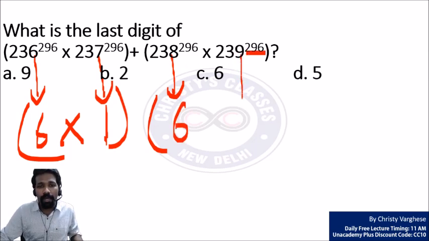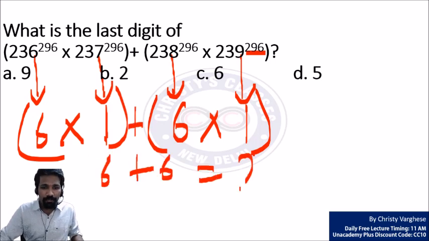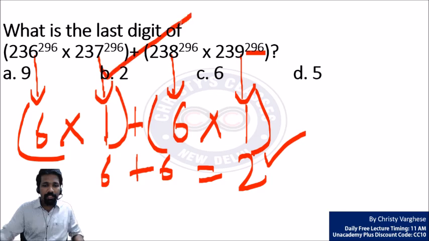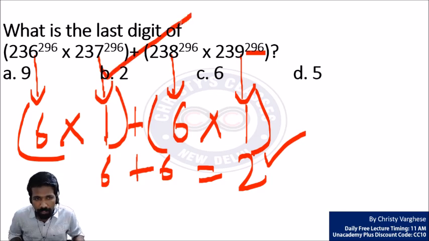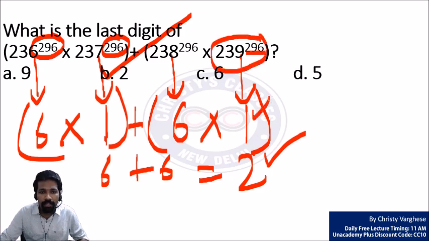All are the last, fourth one in the power cycle. 9, 1, 9, 1, 9, 1. So 1. So this you have to multiply. 6 into 1, 6, plus 6 into 1, 6. 6 plus 6, 12. 12 ends in 2. That is why option B is the answer. I think it is clear now. All these are powers with multiples of 4. 9 raised to even number, 1 is the answer. All other 3 you have to derive the last digit.